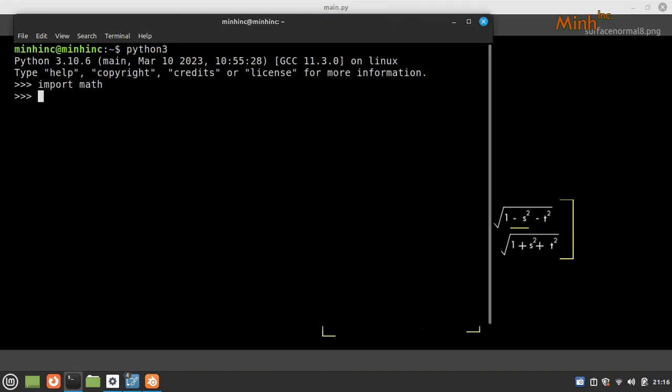Import math.sqrt, okay, 1 minus 0.5 into 0.5, 0.866.